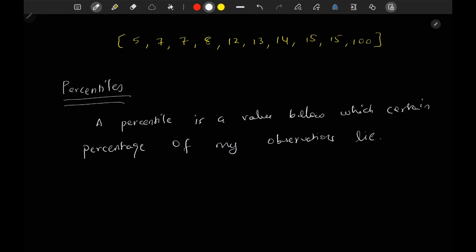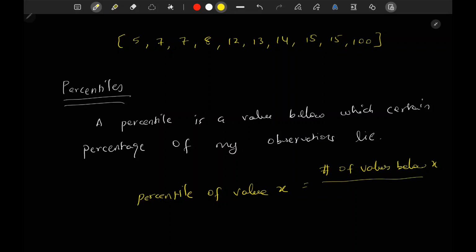So first we will see the formula, then we will see how to calculate this. The formula is: percentile of value x is equal to the total number of values below x, divided by the total number of values in the set, times 100.